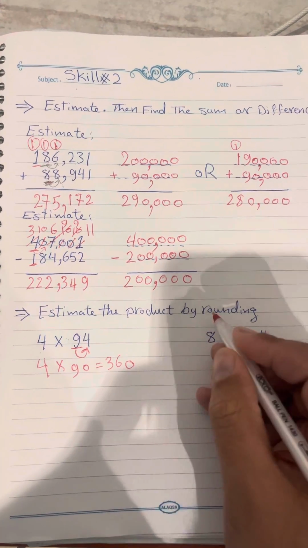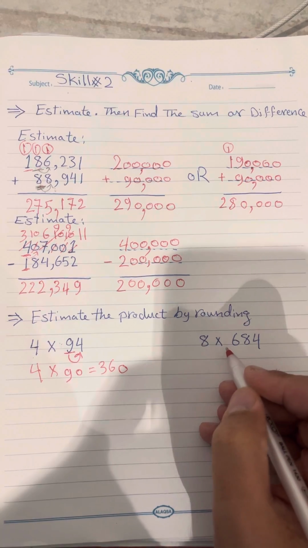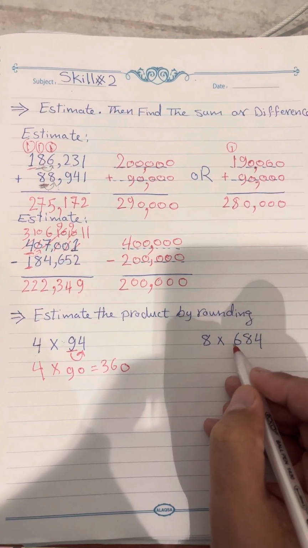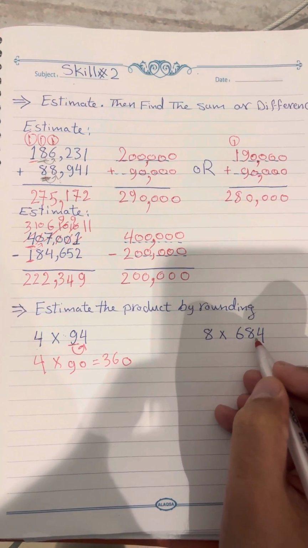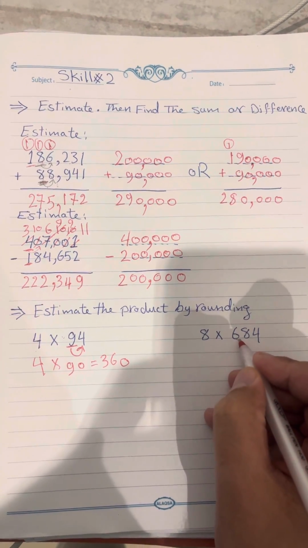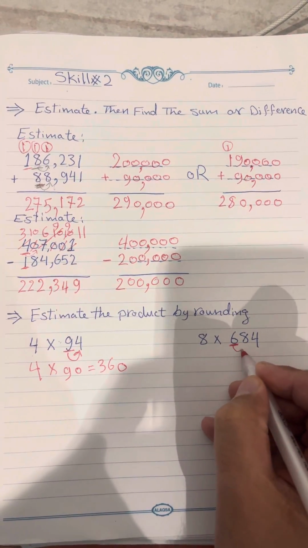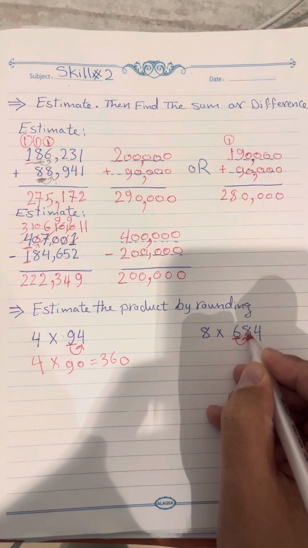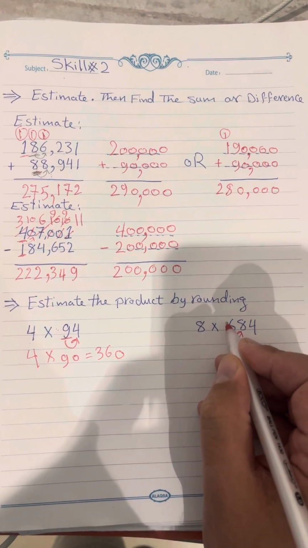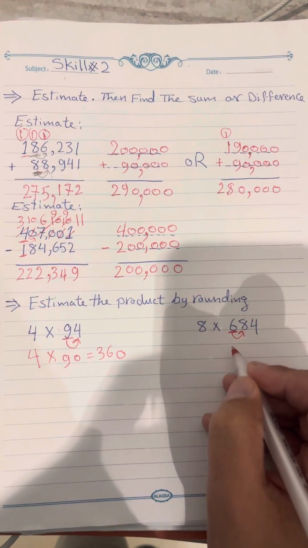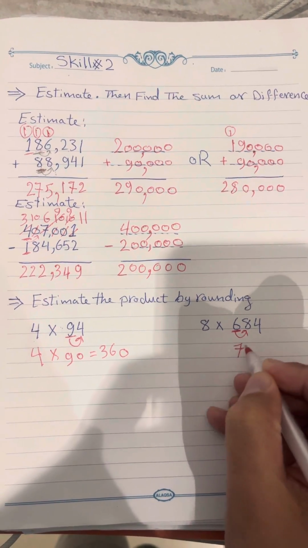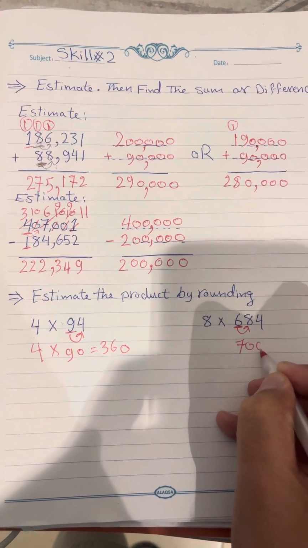Okay? And here it's the same thing. What is the greatest factor? Here it will be 684. It's the greatest factor. So here is the first digit from the left. Look after it. 8 is more than 5, so I add 1 to the underlined digit. So 1 plus 6 is 7. The rest of the digits will be zeros.